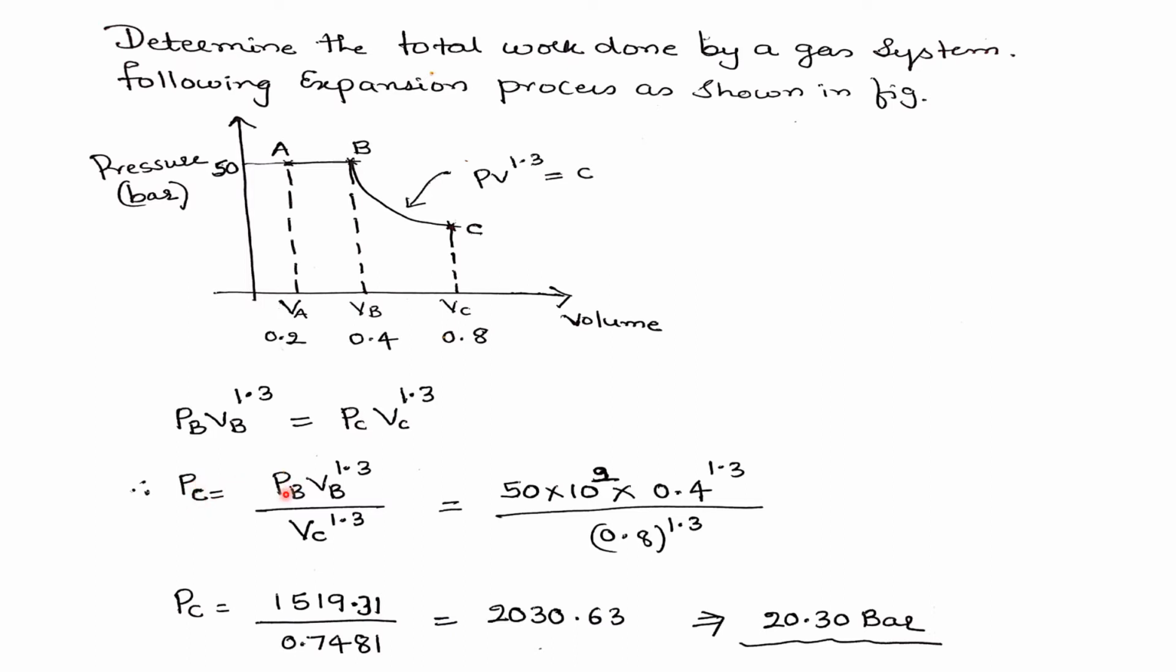P_C equals P_B V_B^1.3 divided by V_C^1.3. By substituting all the values here, bar I have converted into kilopascal: 50 into 10^2 kilopascal into V_B, which is 0.4^1.3, divided by V_C, the volume at point C, which is 0.8^1.3. By simplifying this, I have got 2030.63 kilopascal. So it will be 20.30 bar if we convert it into bar.